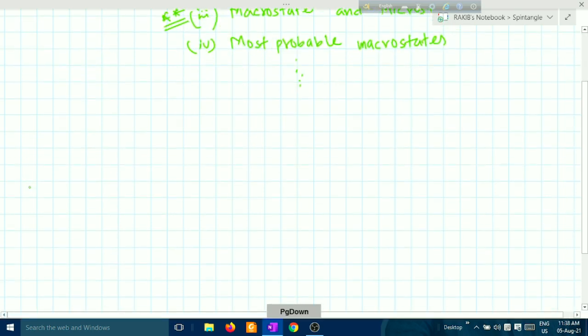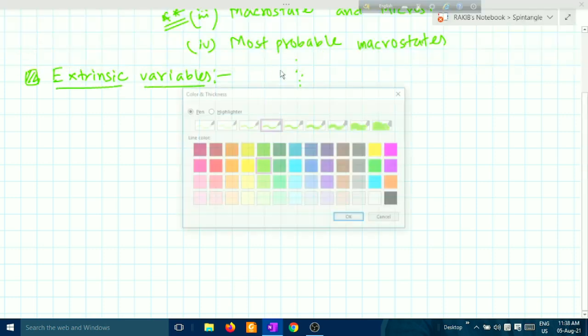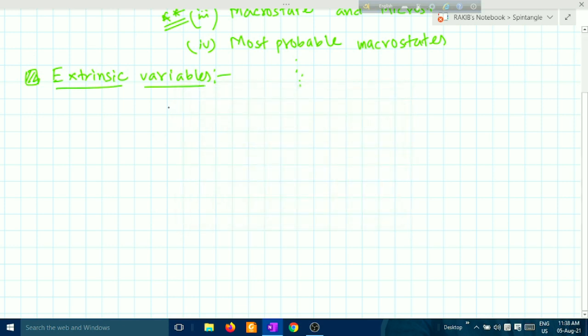Okay, so let's start with extrinsic variables. In statistical mechanics and also in thermal physics, there are two types of variables depending on the internal arrangements of the system. Therefore, the definition of the extrinsic variables is: first, make a systematic note, from which you can revise each of these topics before your exam.